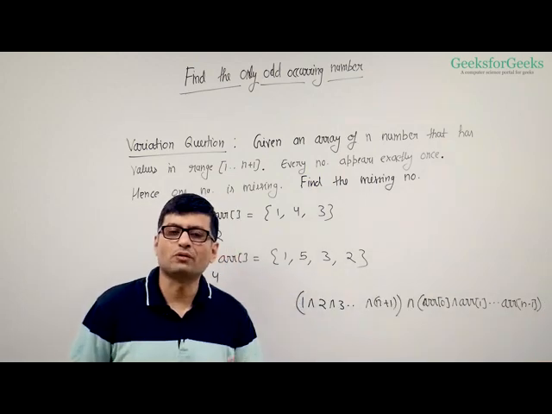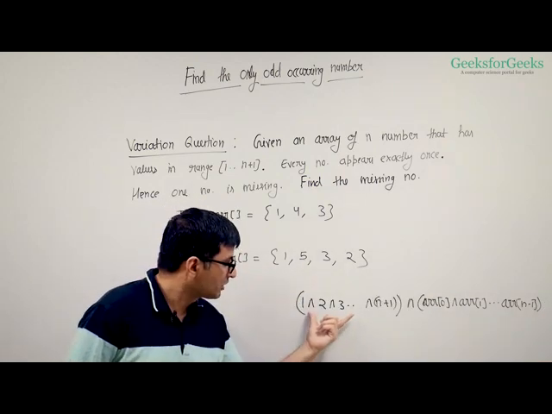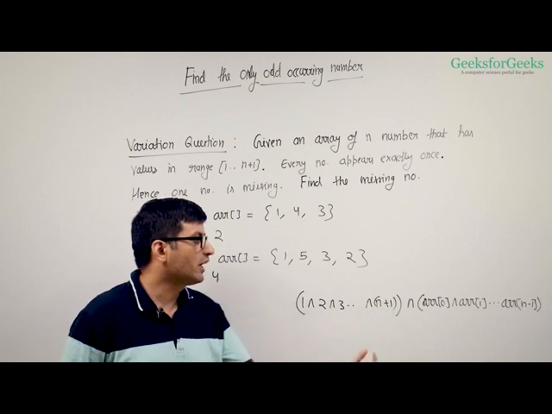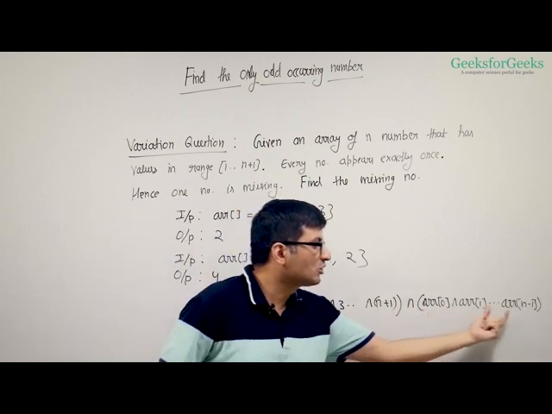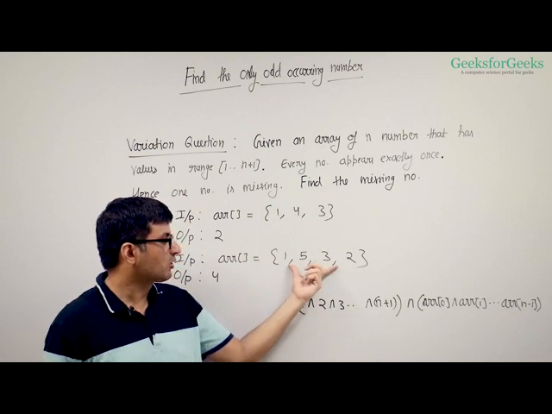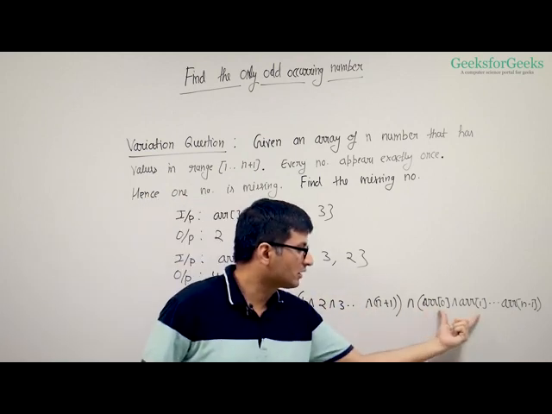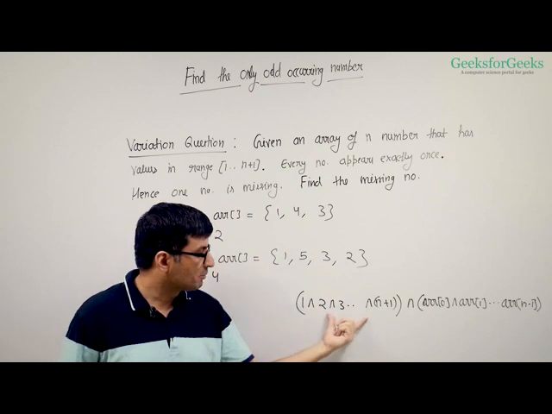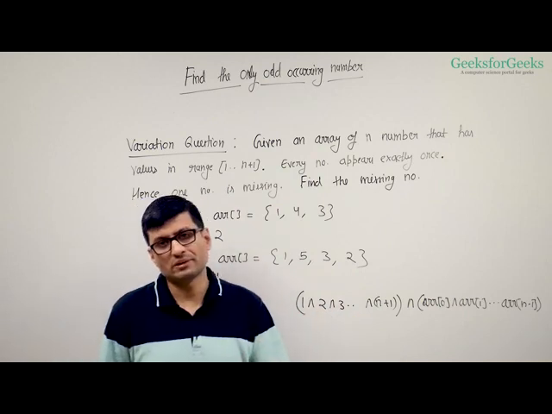So if you do XOR of all the numbers from range 1 to n plus 1 and your array numbers from array 0 to array n minus 1, you will see that all these numbers will appear twice. They appear here and they appear here. Except the missing number will appear only once. So that is your answer.